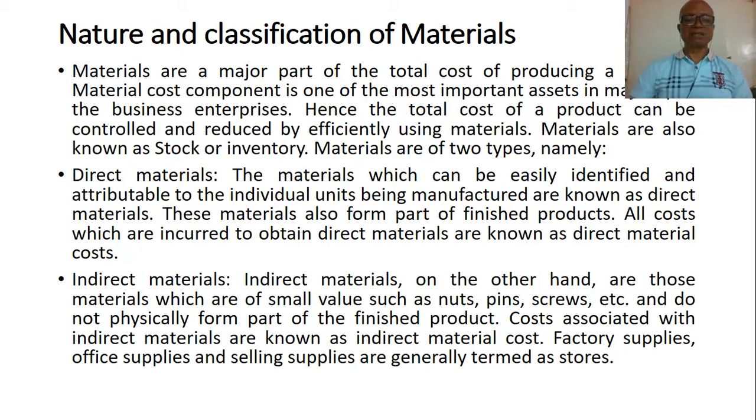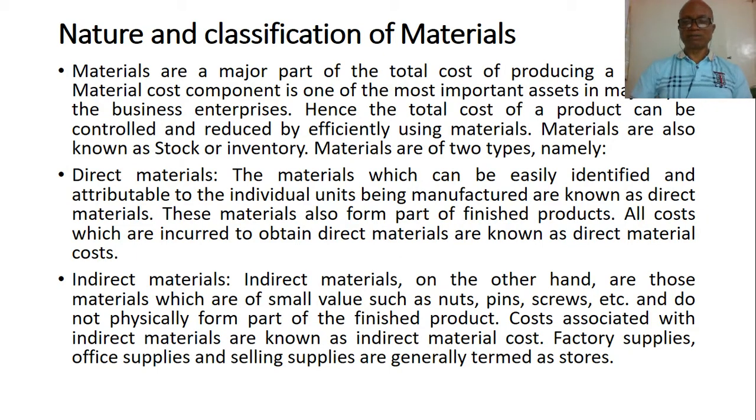Now let's look at the nature and classification of materials. We're saying here that materials are a major part of the total cost of producing a particular item. Material cost components is one of the most important assets of a business enterprise, and what it means is that it forms a bulk of the current asset of a particular company. And of course, again, materials are also issued out or sold to customers. So materials is very very important to every organization.